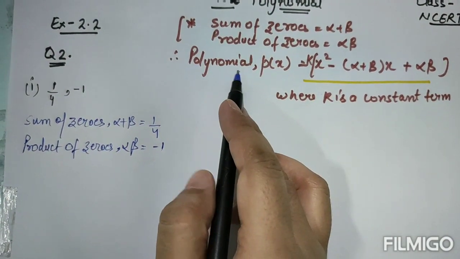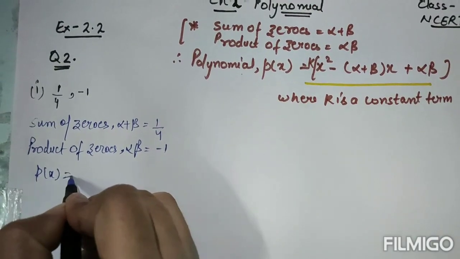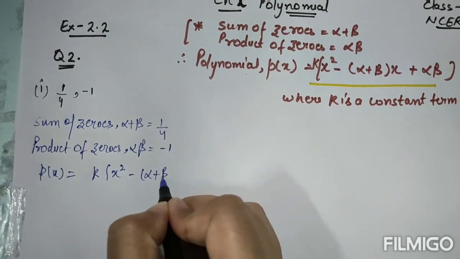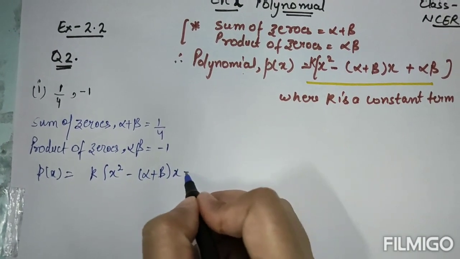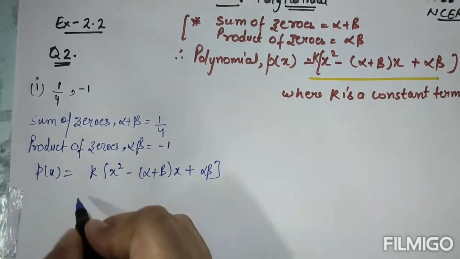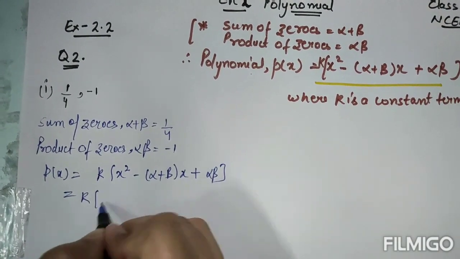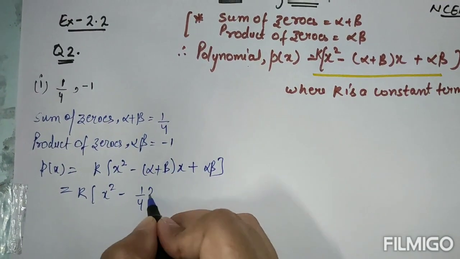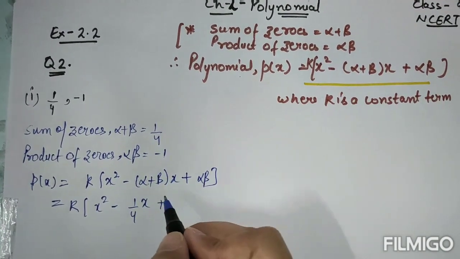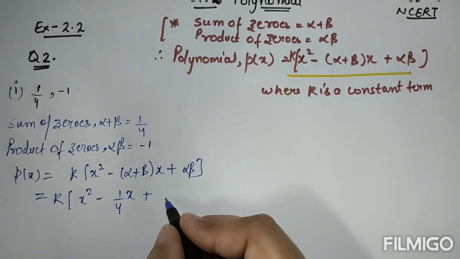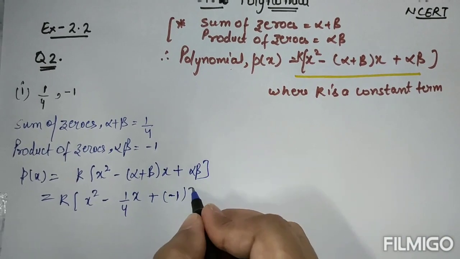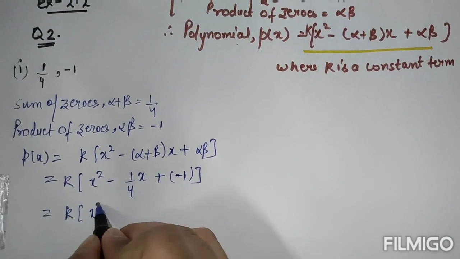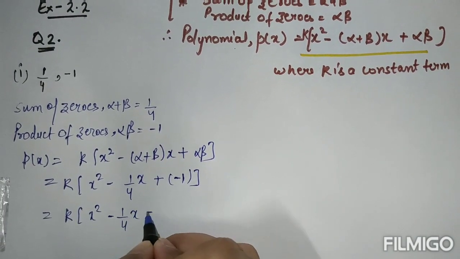Now you know how to find the polynomial p(x), that is k times x square minus the sum of zeros into x plus the product of zeros. Now tell me, here the x square will remain. Alpha plus beta is 1 by 4, so x square minus 1 by 4 x plus alpha into beta, and alpha into beta is minus 1. Clear? Now k x square minus 1 by 4 x minus 1.